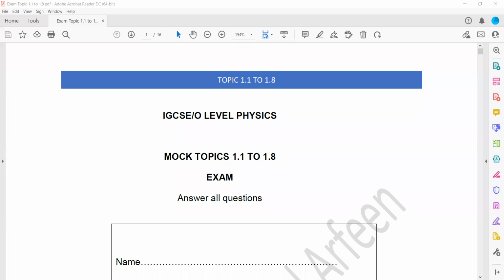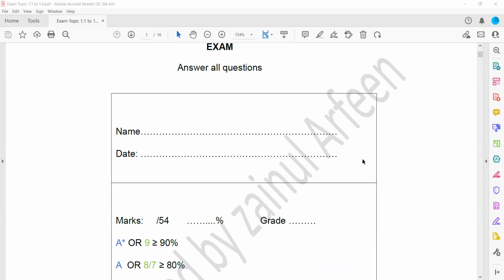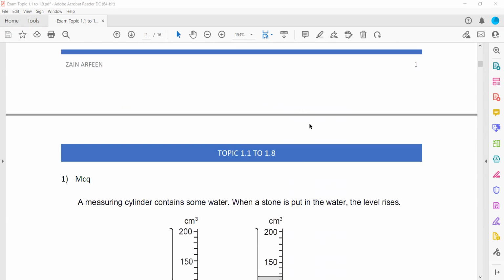So this is the test for topics 1.1 to 1.8. I will discuss each question quickly, and if you want me to repeat any question, you can just let me know. You can use your mic or the chat for any question you want me to repeat.